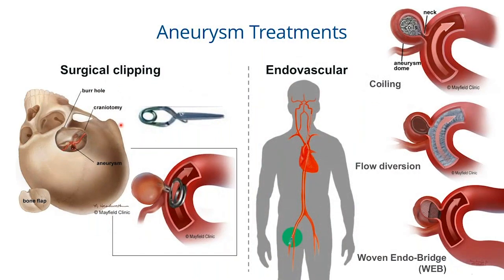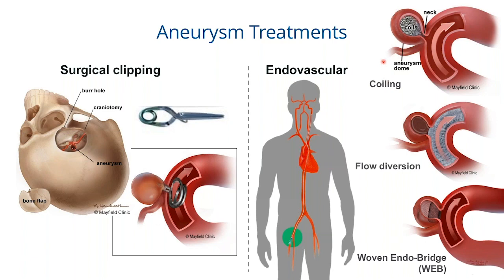So there's several ways to treat an aneurysm. One is to put a clip on the outside of the neck of the artery of the aneurysm here, and that shuts off the blood flow going into the aneurysm. And this is a surgical procedure that's performed through a craniotomy like we saw earlier, and this is what a clip looks like. Now in endovascular procedures, they shut off the aneurysm from within the artery itself.